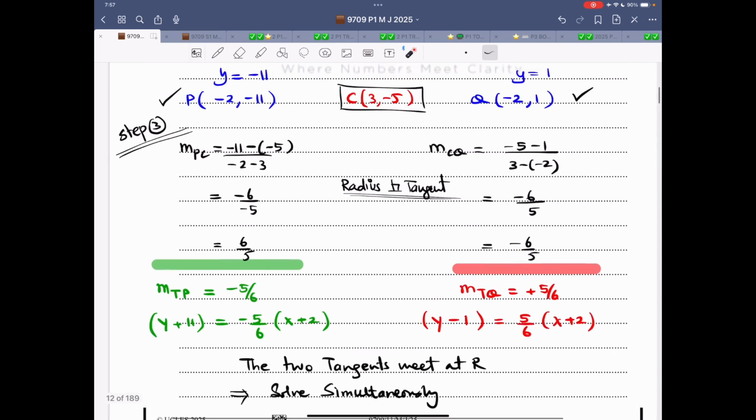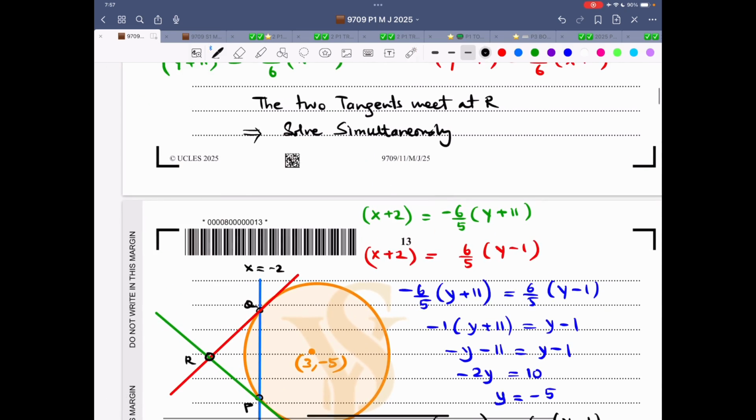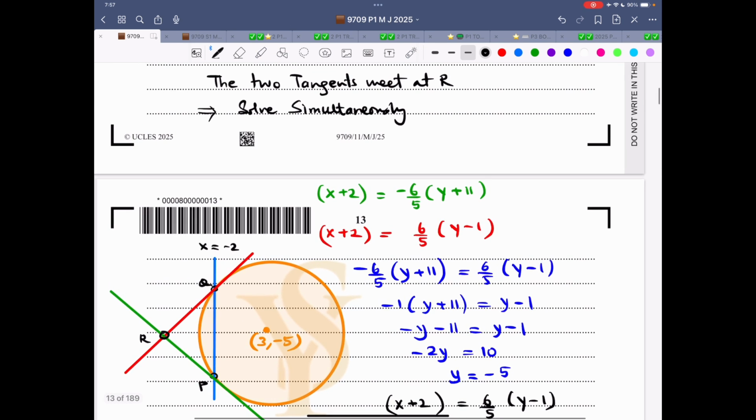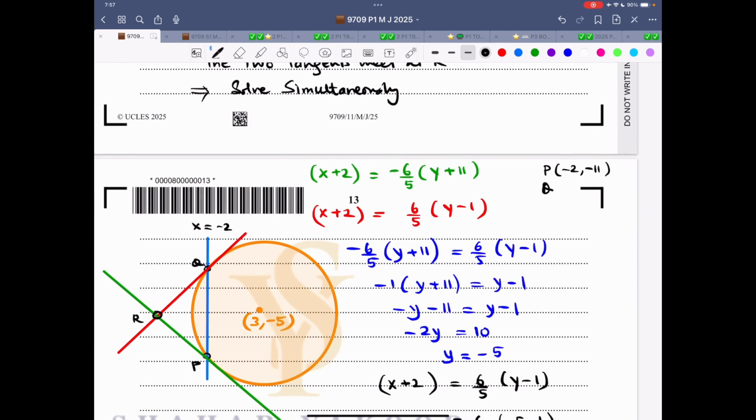One of the coordinates is P, minus 2, minus 11. So let me write over here somewhere. P is negative 2, negative 11. And the other one is Q, that is negative 2, 1. And this Q is negative 2, comma 1.